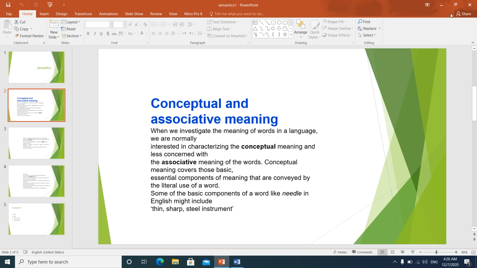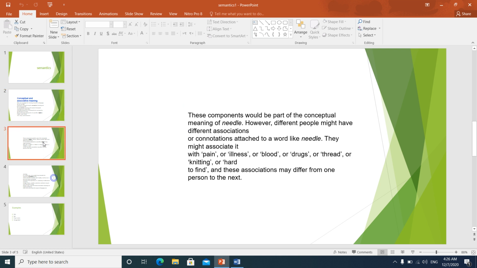So associative meaning, you see, is different from one society to another, from one culture to another, from one person to another. I'm afraid of dark, you are not afraid of dark. I'm afraid of needle, you are not afraid of needle. So things are not stable.